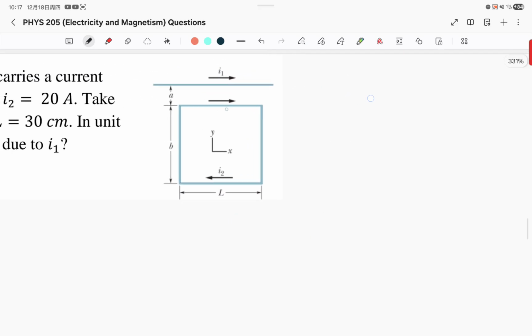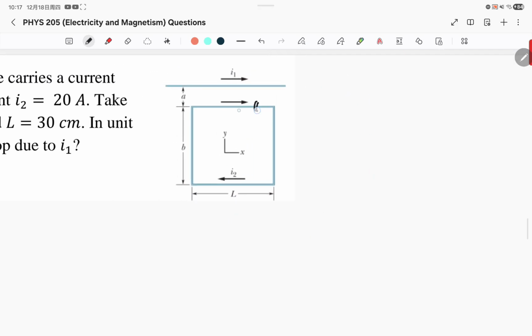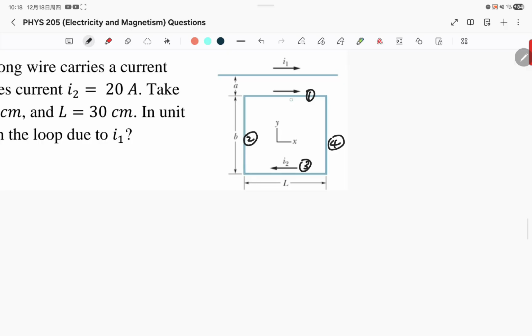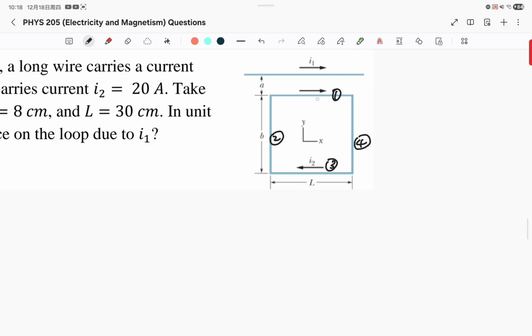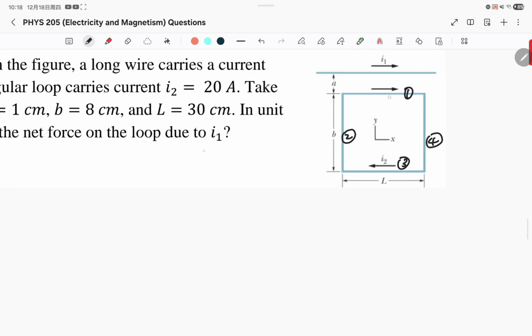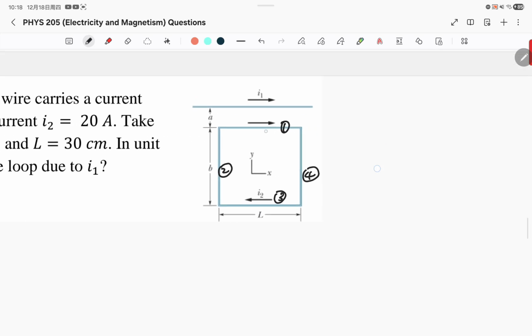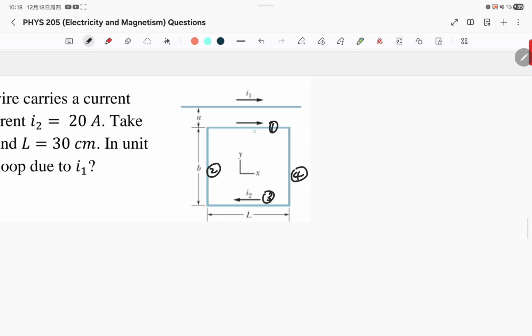First of all, I'm going to break this into, let's say, 4 parts. We're going to calculate the force acting on each side step by step, and then we're going to sum up all the forces. It says force on the loop due to I1. I1 is right here. So we can use our right-hand rule because the loop is below I1. The direction of the magnetic field caused by I1 is into the page here.